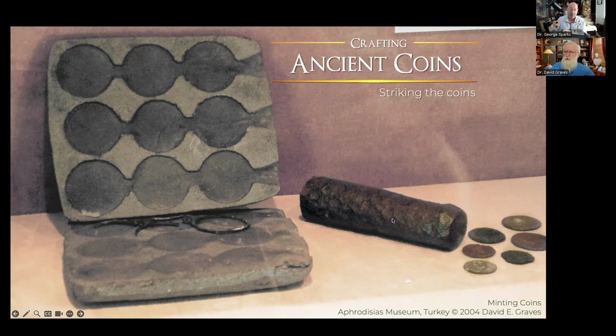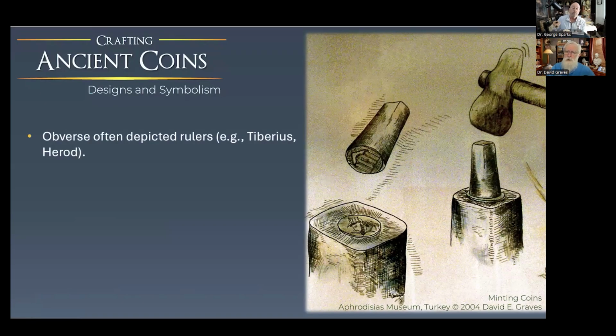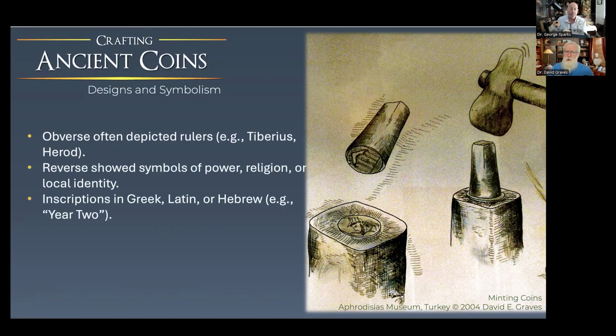And then they would use this device with the die on the end of it to stamp each side. The obverse often depicted the ruler, Tiberius or Herod, and even if a regional ruler made a coin, he often would put the Roman emperor in Rome on it because he wanted to be in good standing with the Roman emperor. The reverse side showed symbols of power, religion, or local identity, with inscriptions in Greek, Latin, or Hebrew, sometimes Aramaic, such as year 2. We already looked at a year 2 coin called a revolt coin. And sometimes they carried theological weight, as in Matthew 22, verses 19 and 21.